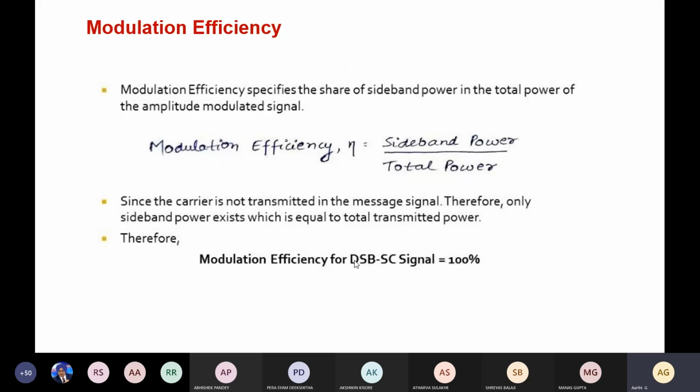So how do you calculate the modulation efficiency? It specifies the share of sideband power in the total power of the AM signal. For the DSBSC, it is the sideband power divided by the total power. Efficiency eta is defined as sideband power by the total power. Since the carrier is not transmitted, for DSBSC the total power will be equal to the sideband power, because we are transmitting only the sidebands and suppressing the carrier. So the modulation efficiency here will be 100%. For the DSBSC waveform, the modulation efficiency will be 100%.